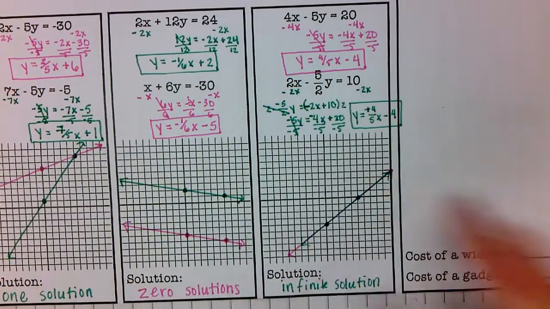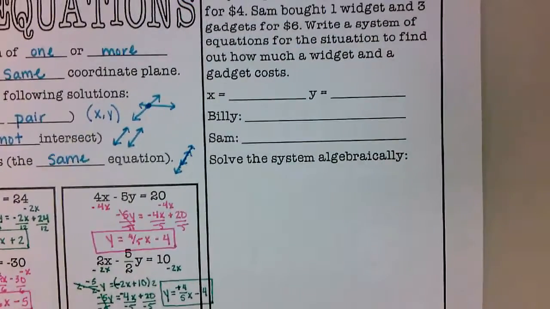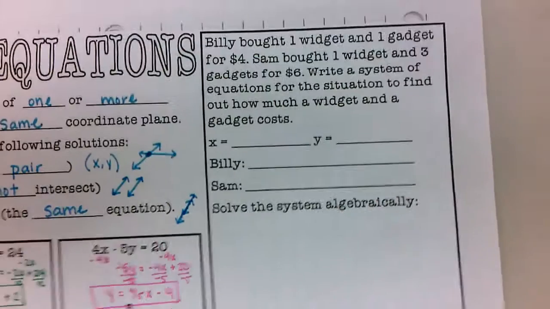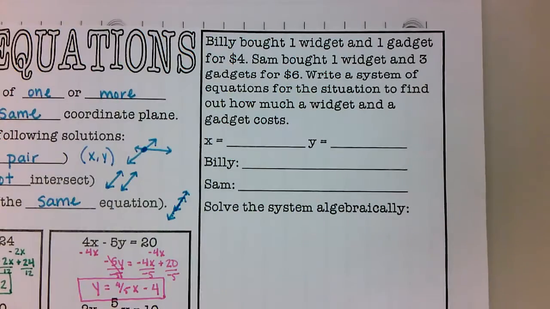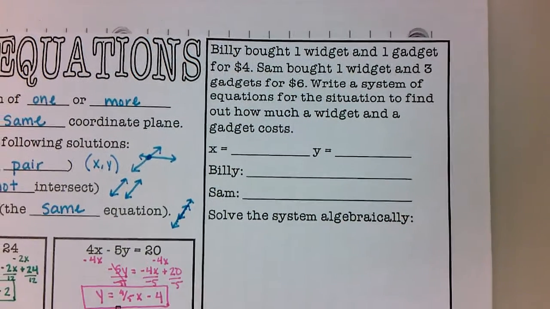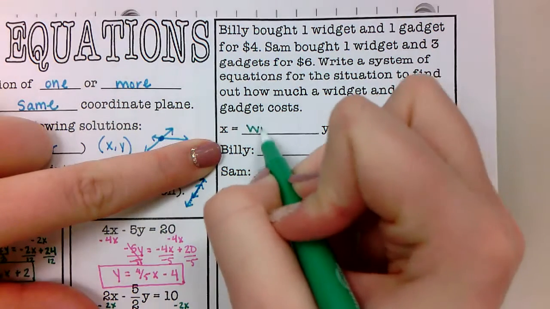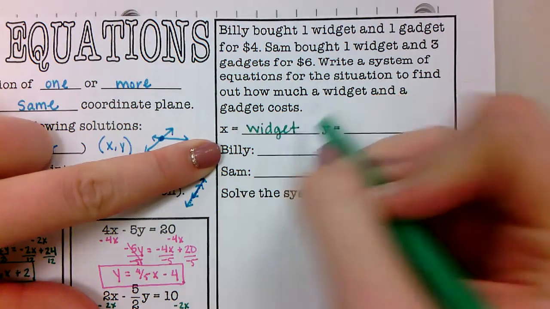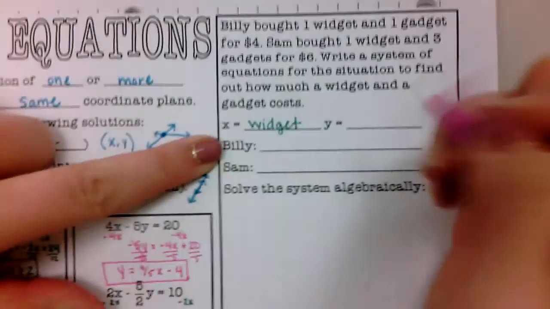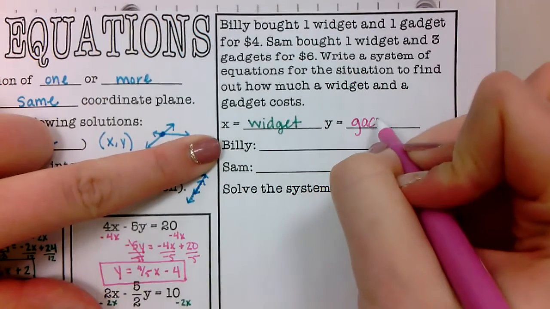So that is the 3 types of examples, and then you have a word problem to do for a day. So I won't do this completely, but I'll get you started, of course. So it says Billy bought 1 widget and 1 gadget for $4. Sam bought 1 widget and 3 gadgets for $6. So we're going to write a system of equations for the situation. So let's make x's be our widgets and y's be our gadgets.